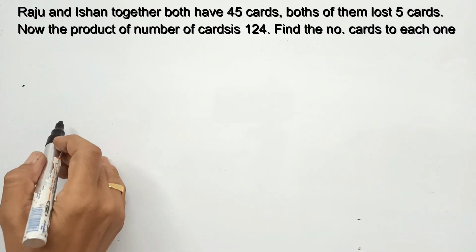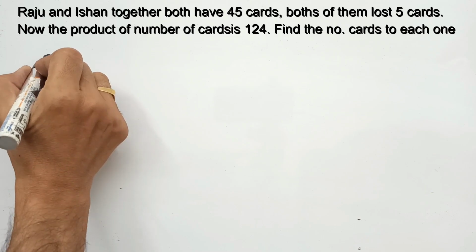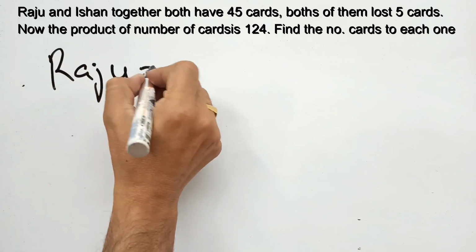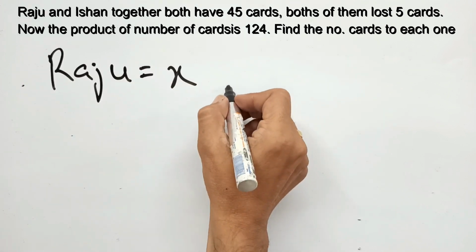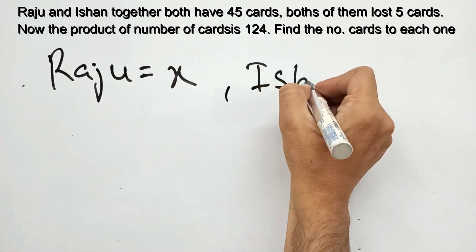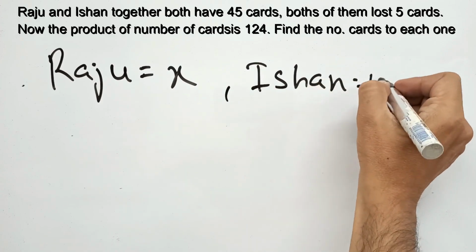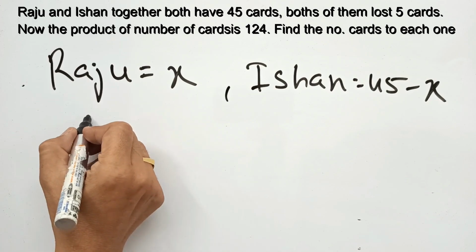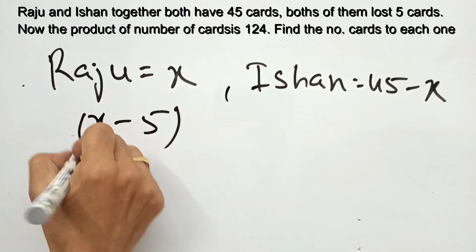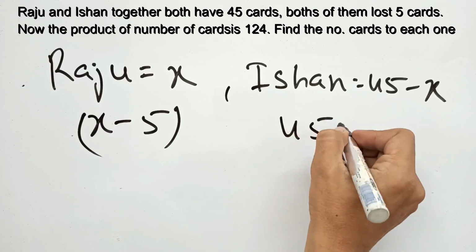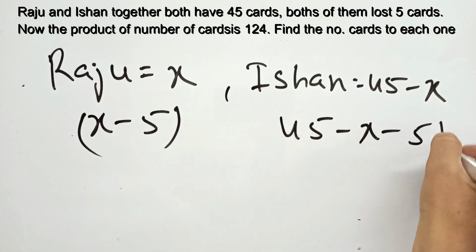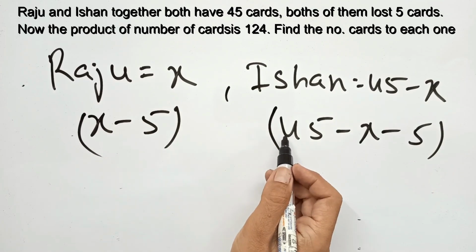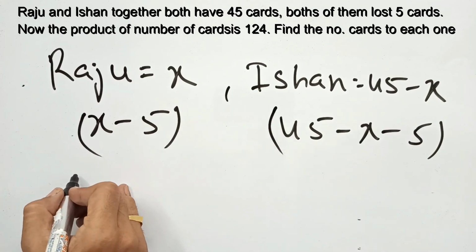The total number of cards is 45. So suppose Raju has x cards, so Ishan will have 45 minus x. And after losing 5 cards, Raju has x minus 5, and Ishan has 45 minus x minus 5. And it is given in the question that the product of both is 124.